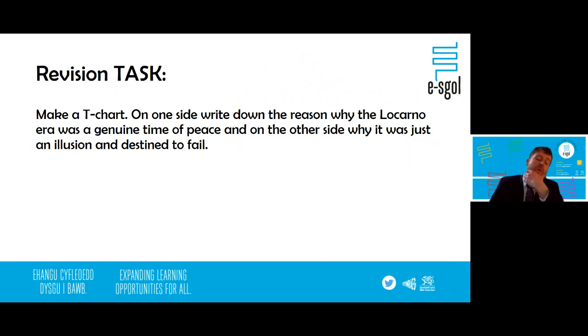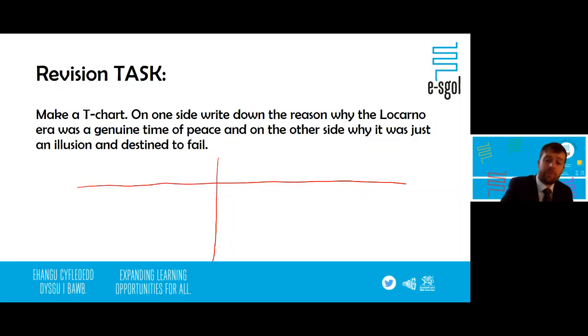Next then, what I wanted us to do in terms of a revision task was to make a T-chart. Now, a T-chart that thinks and focuses specifically on the Locarno era. One side that says it was genuine peace, and another side that says it was an illusion. And we discussed these key terms when we were doing the revision session. Genuine peace being it was truly establishing peace, whilst the illusion being it was just on the surface.